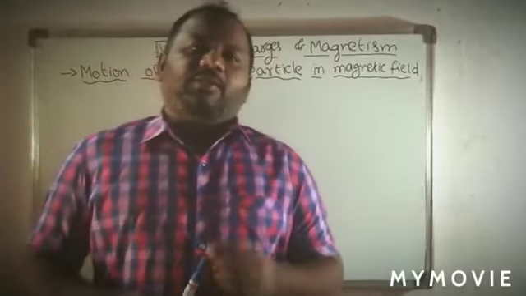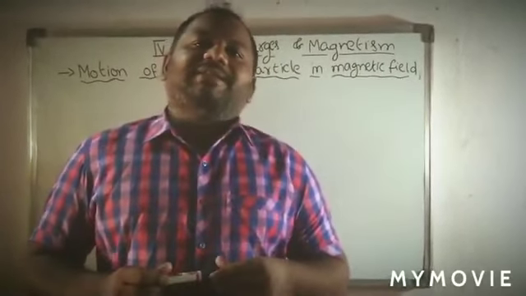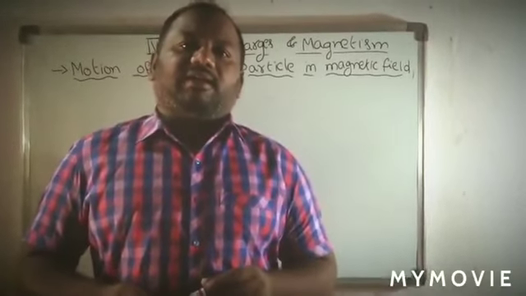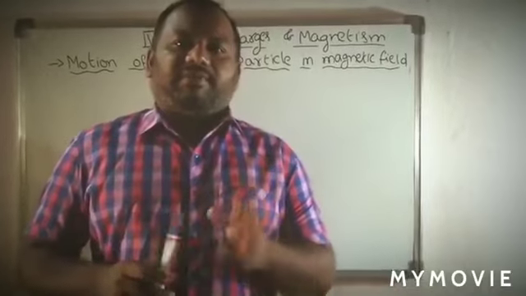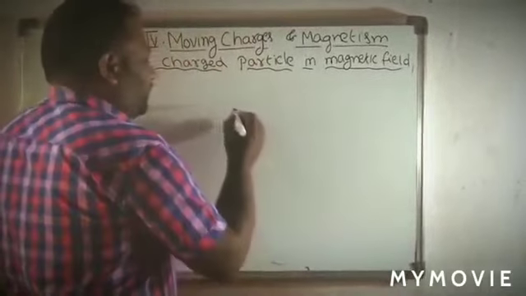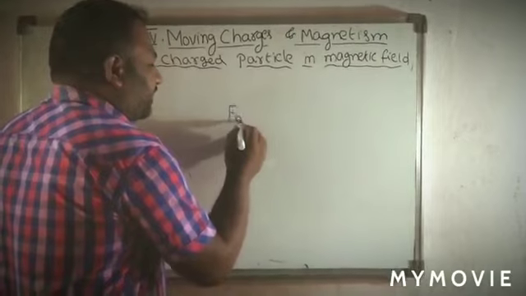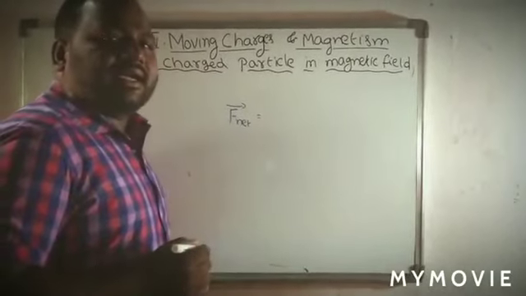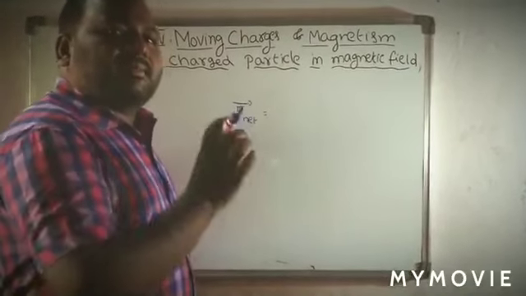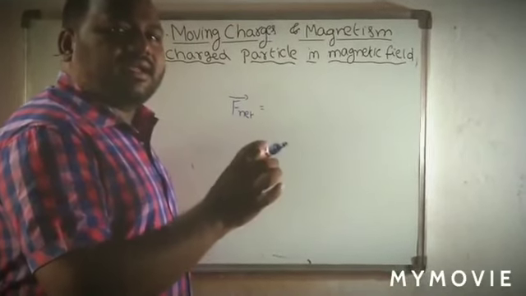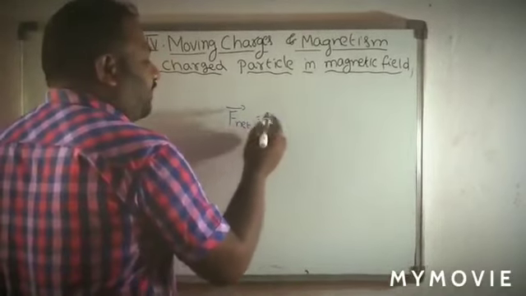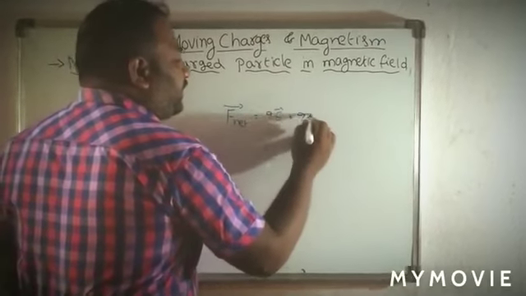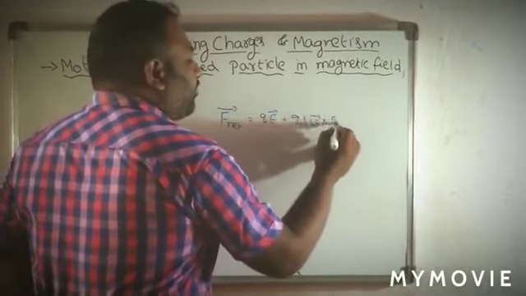In the last session, we discussed what the Lorentz force equation is and what the force is acting on a current carrying conductor placed in a magnetic field. So what is the Lorentz force equation? The Lorentz force equation is nothing but, when a charge is placed near a current carrying conductor, it experiences magnetic force as well as electric force. That is, the net force is Q E bar plus Q V bar cross B bar.